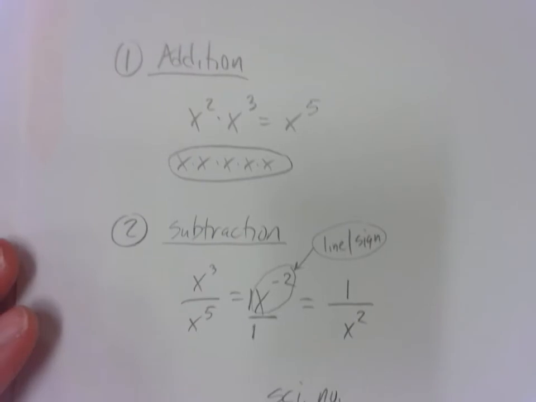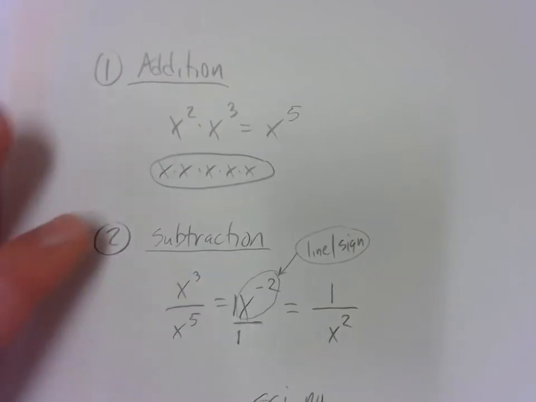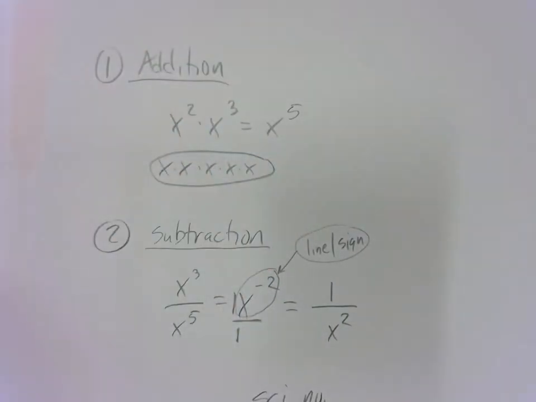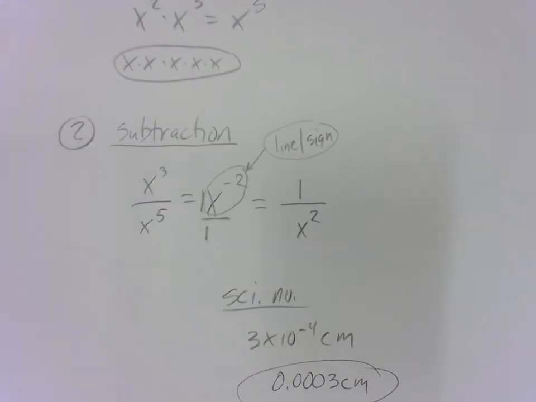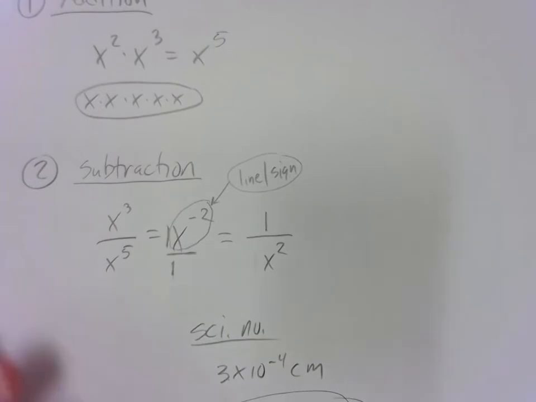Okay, so we have two rules so far. The addition rule, when you multiply like bases, you add the exponents, and the dividing, so when you divide like bases, you subtract the exponents. Okay, there's two more rules.